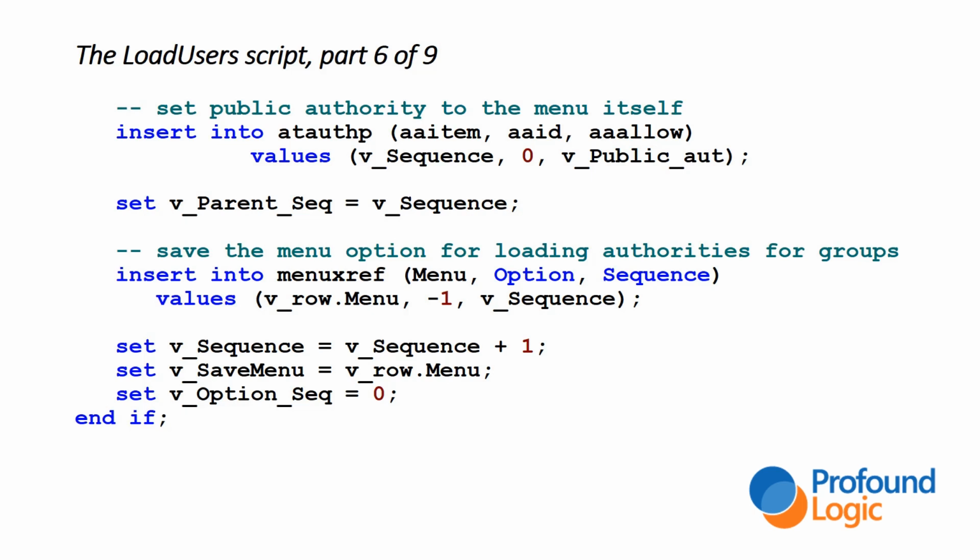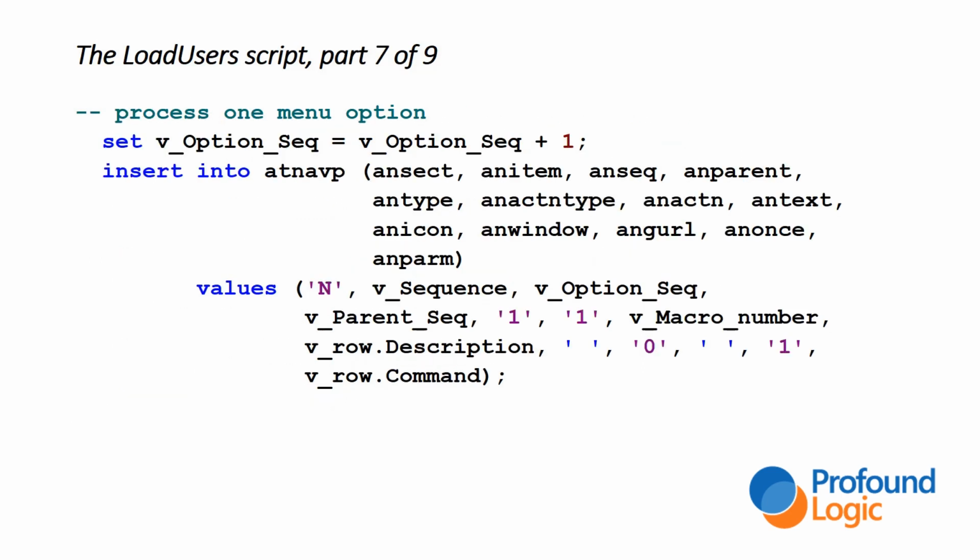Save the assigned ID number to the MENUXREF file for loading authorities. Notice that the sequence number, ID, is incremented. Add an option to the menu.